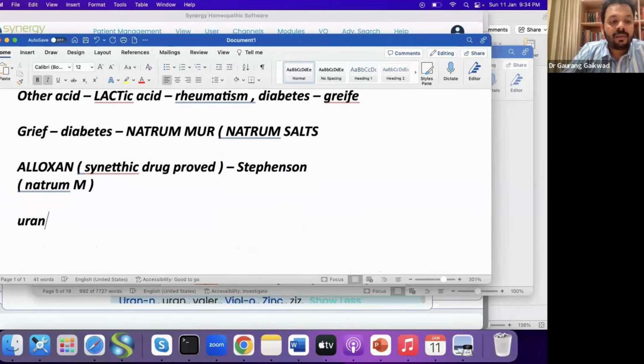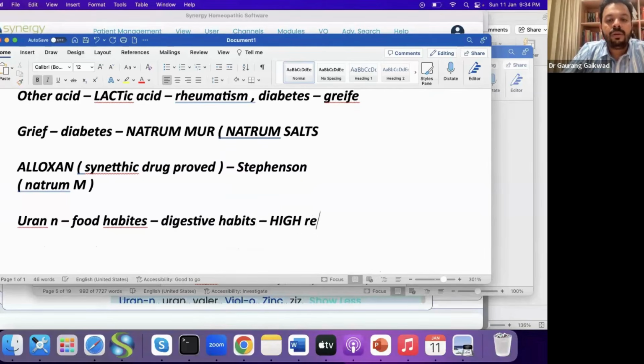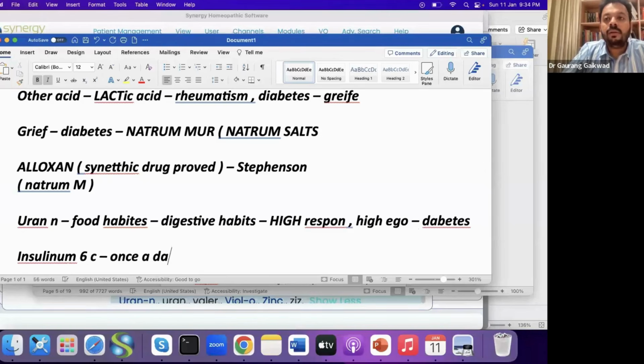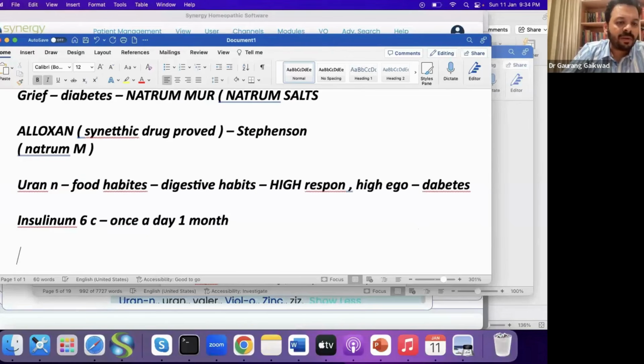Then there are certain important remedies. One of them is uranium nitricum, where there are a lot of food habits, digestive habits, and a lot of high responsibility and high ego that can later on cause diabetes. One of my favorite sarcodes is also insulinum. In certain cases, I might give insulinum 6C once a day for about 1 month to see the results. So there are so many different remedies.